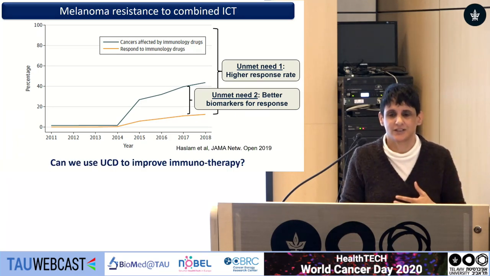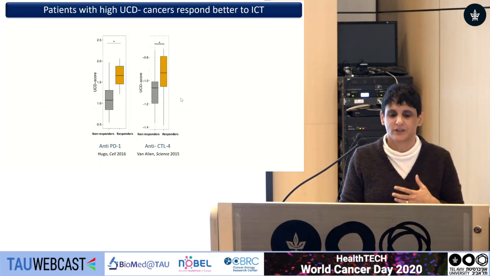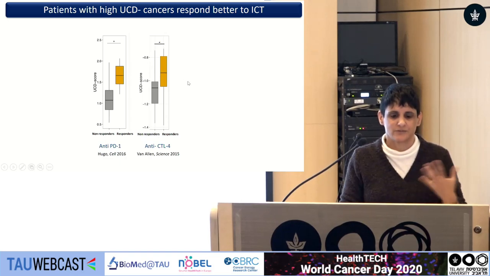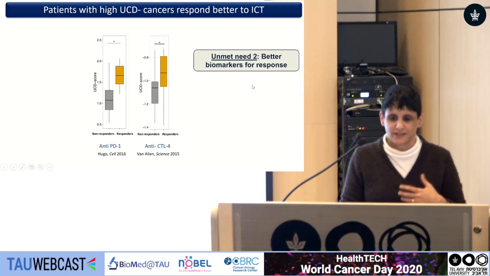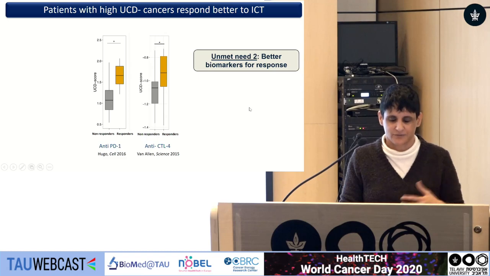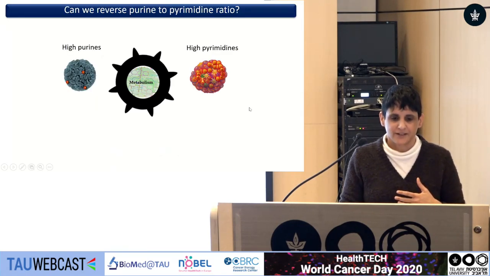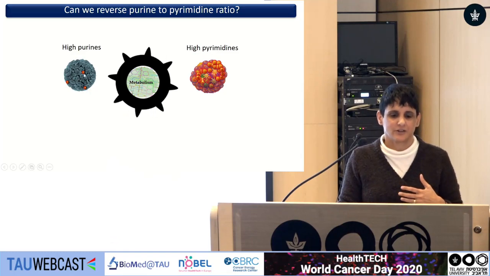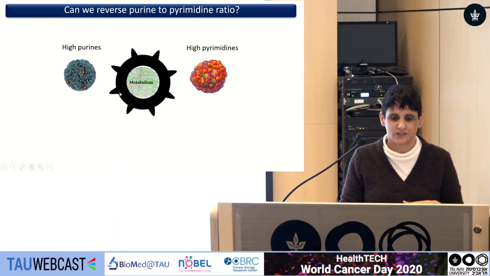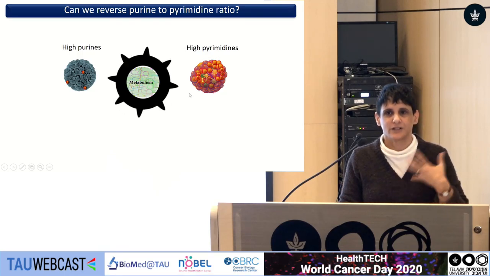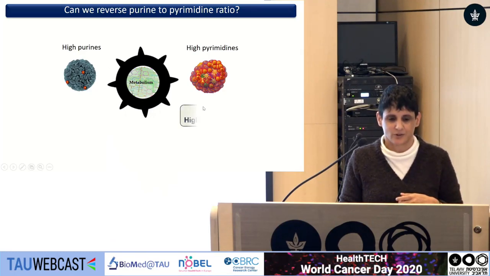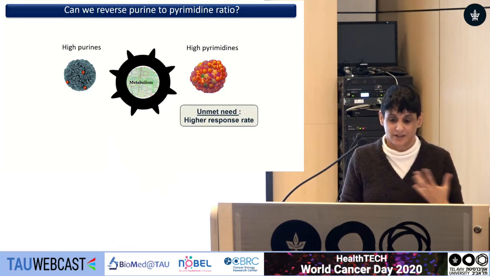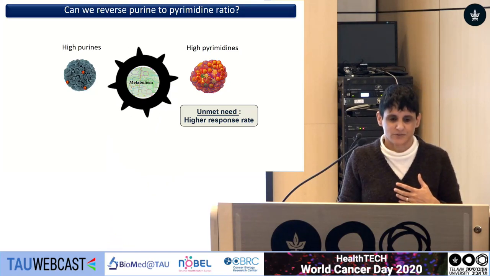So can we use UCD to improve the response to immunotherapy? We first analyzed data sets, and we saw that the higher the UCD score, the better the response to immune therapy. You can see here the responders in the yellow bar. And so we thought this could support the need for a biomarker, or at least help with it. But then we thought, okay, those cancers that are cold, that we saw have high purines, maybe by using metabolism we can convert them to have high pyrimidines and so sensitize them to immunotherapy. And this would improve the response rate to immune therapy.